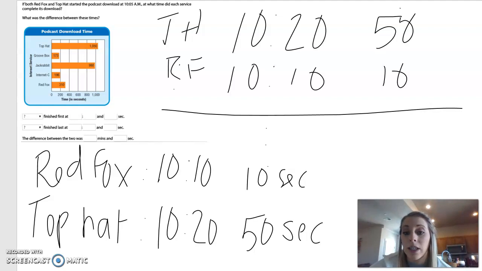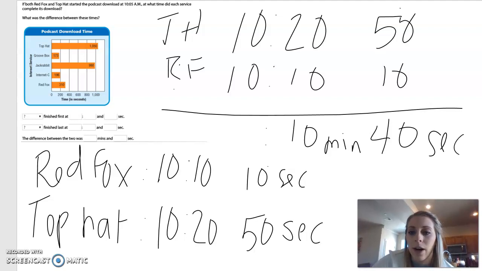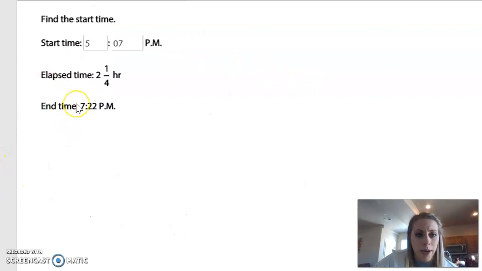Okay, so we're finding the difference between the two times at this time. So I have 40 here and 10 minutes here. So the difference between the two is 10 minutes and 40 seconds. And I know that was a long process. There was a lot of steps there, but if you just work through each step, I think we did 3 or 4 steps there. If you work through each step individually and take your time, it will be a lot easier, okay? Moving on to our last one here, okay?